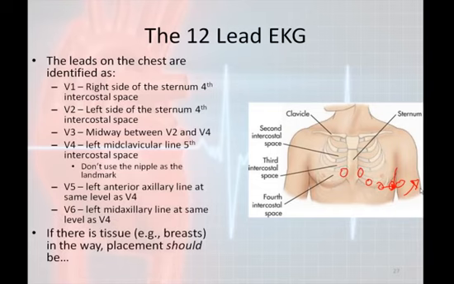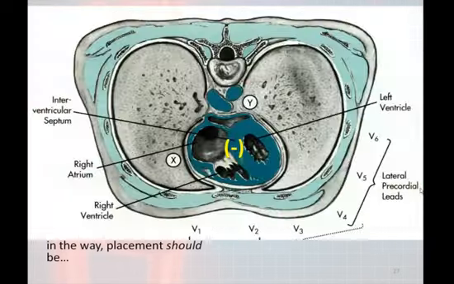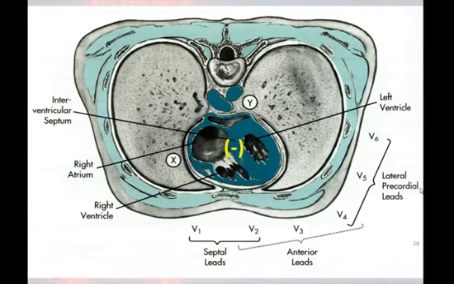Several people have asked me in the past, what happens if there is actually tissue, for example, breast tissue, on men or women that is in the way? Where should your placement go? Well, in the ideal situation, it should go underneath the tissue. Unfortunately, sometimes that is not a realistic option, but you can place the electrode as close as possible.